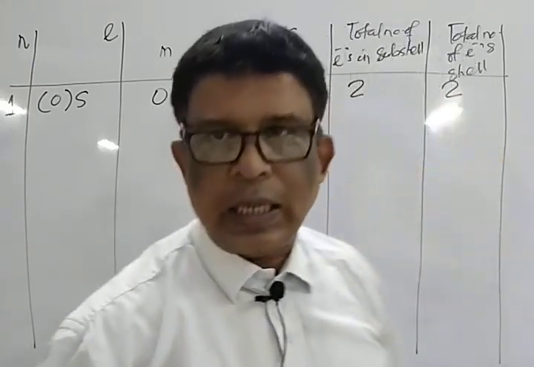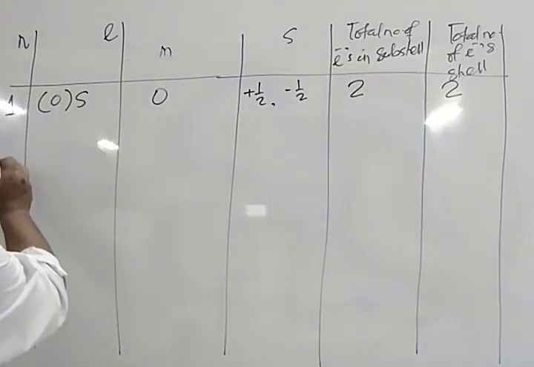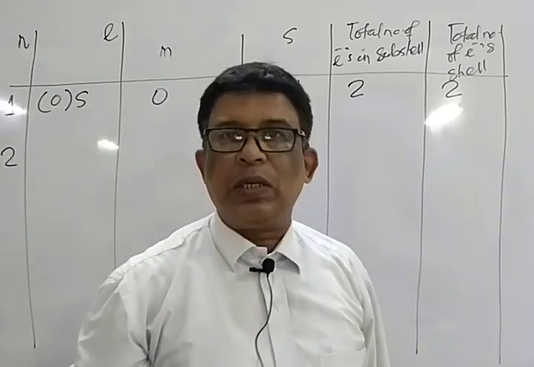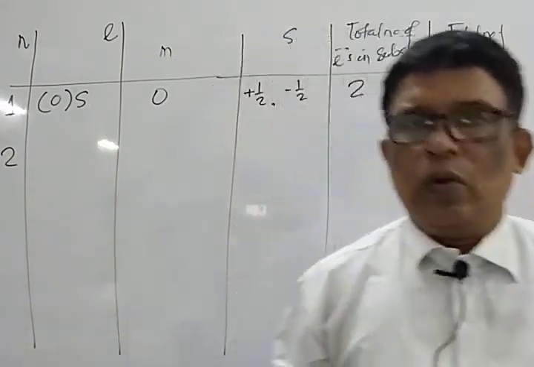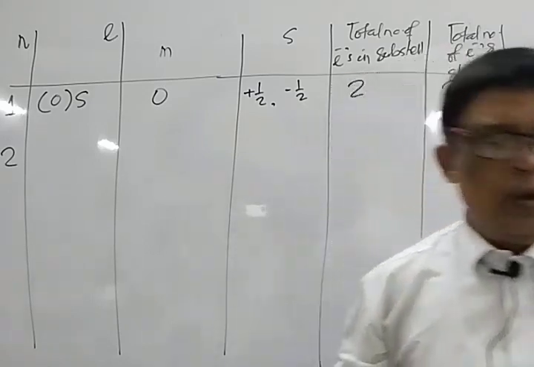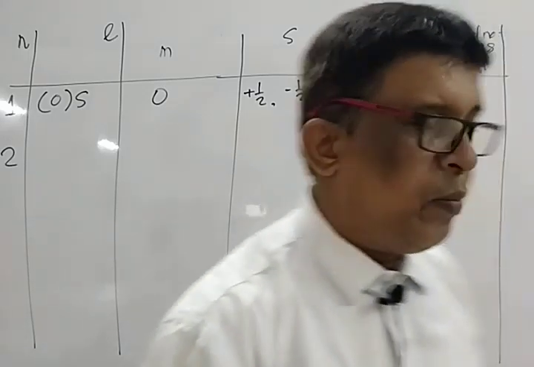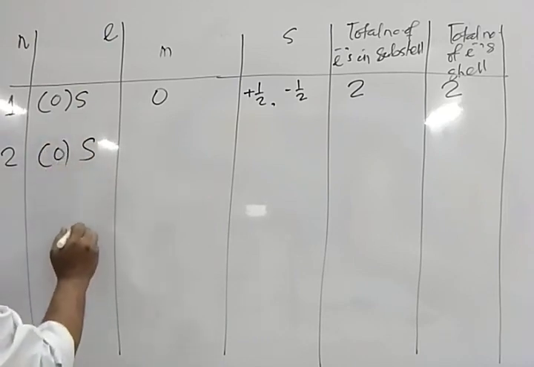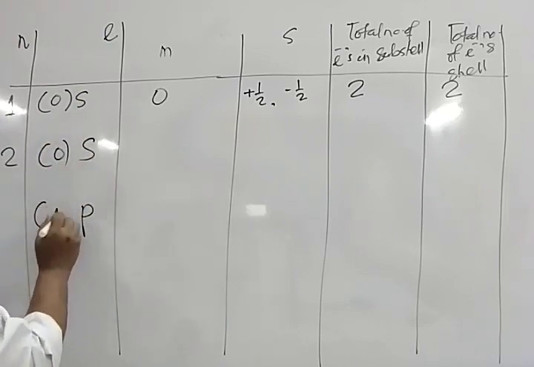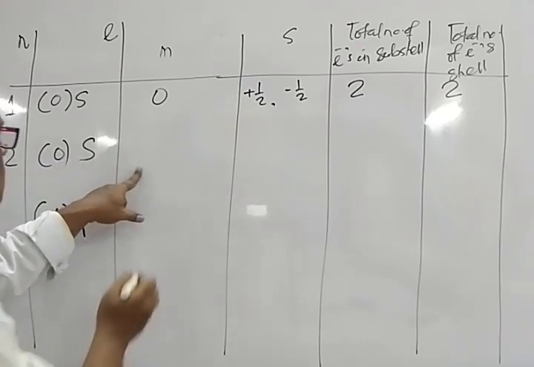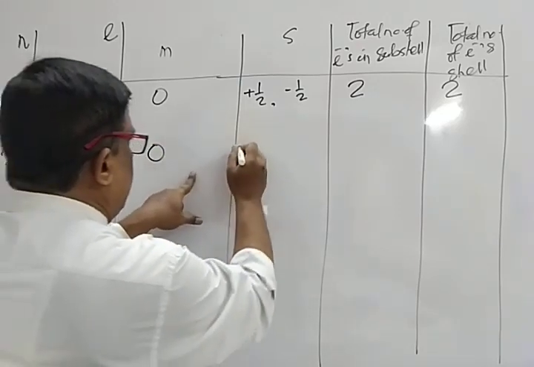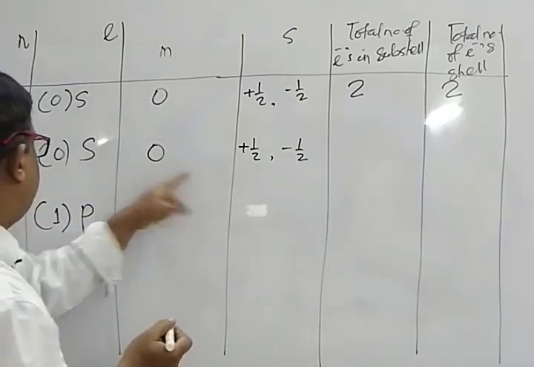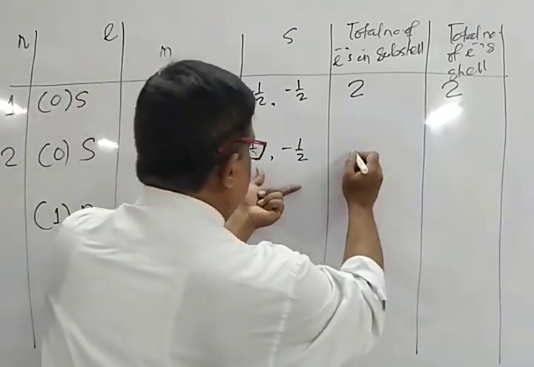Next, switch over to the second cell. Mark that. Second cell, n is equal to 2. In the second cell, how many subcells are there? 2 subcells. One is known as the S subcell and one is known as the P subcell. Mark that. If we select the S subcell, L value is 0. If we select the P subcell, L value is 1. For the S subcell, the magnetic quantum number is 0 and the spin quantum number is plus half, minus half. Next, in the S subcell, how many electrons are there?